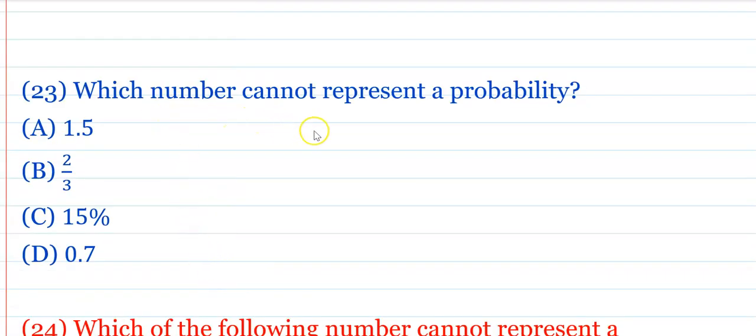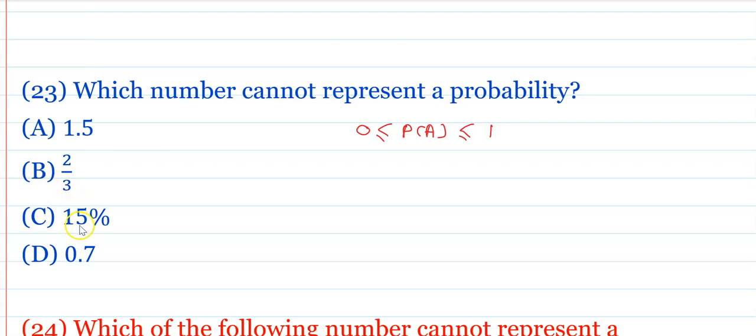Which number cannot represent a probability? कुठली probability? It lies between 0 and 1, equal to 0 or equal to 1 also. माहिती आहे की any probability lies between probability of event A is always between 0 and 1, equal to 0 पण असू शकते, equal to 1 पण. Therefore, which number cannot represent a probability? More than 1, it is 1.5. Therefore, this is not the probability. 2 by 3, this is the probability.